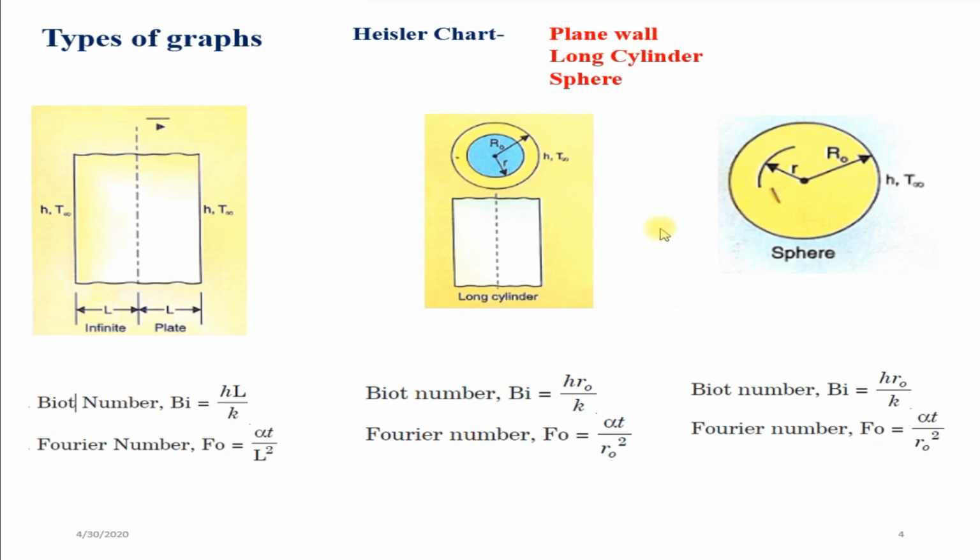For lumped system analysis, Lc is taken as L by 2 for the plate, R by 2 for the cylinder, and R by 3 for the sphere. But here, L by 2 remains the same for the plate, but for the cylinder and sphere, instead of R by 2 and R by 3, you have to take just the outer radius. Please remember R0 as Lc for the cylinder and sphere.